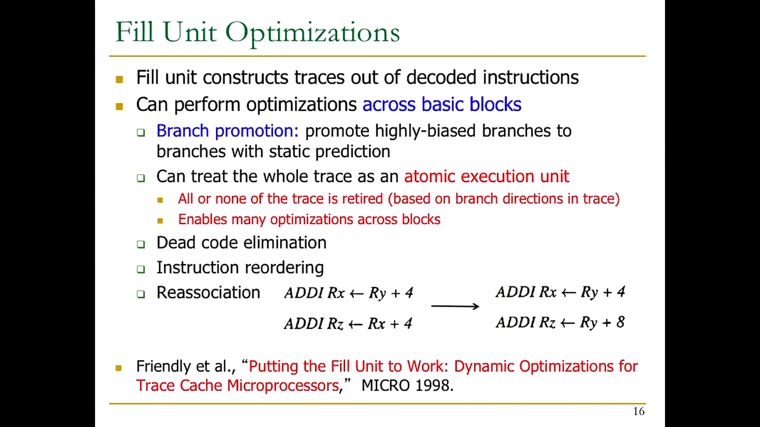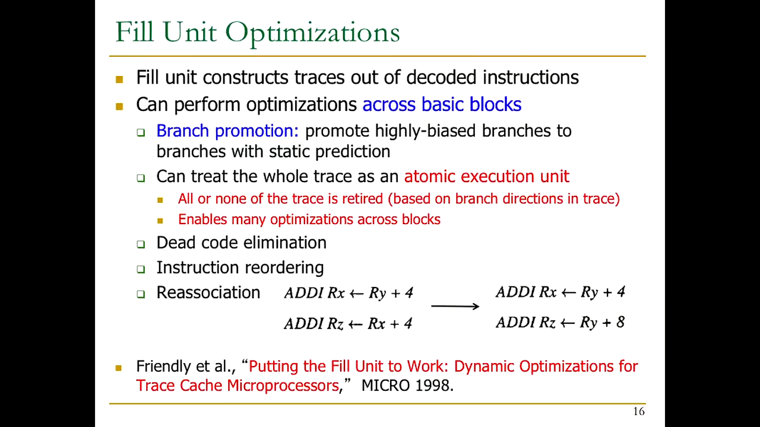Now this enables many optimizations across blocks. You can eliminate dead code, for example, because the code may be dead assuming this path, but if you come from a different path, the code may not be dead. But you're assuming this path, because you really are assuming some particular branch directions. You can reorder instructions. You can do stuff like this, for example.